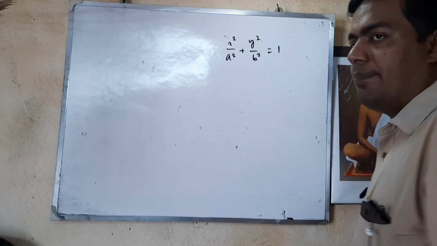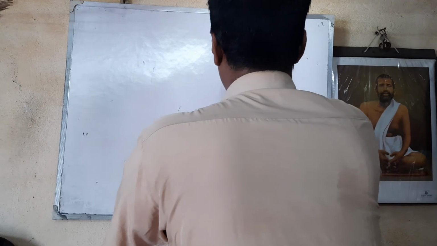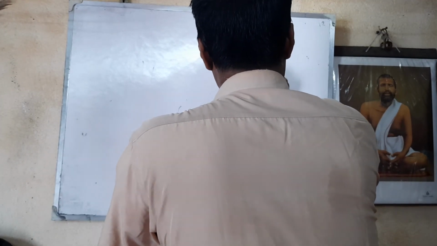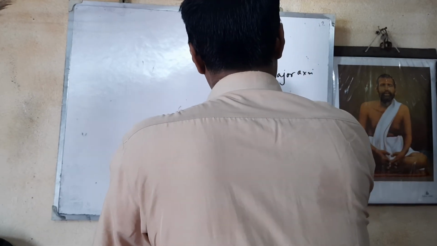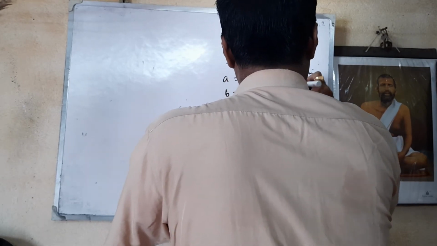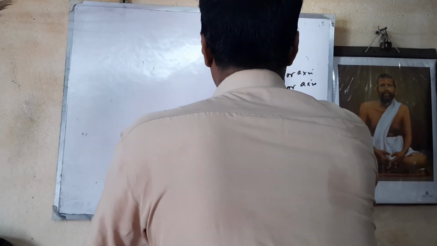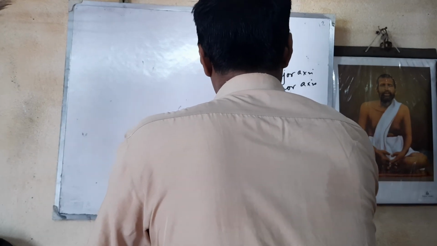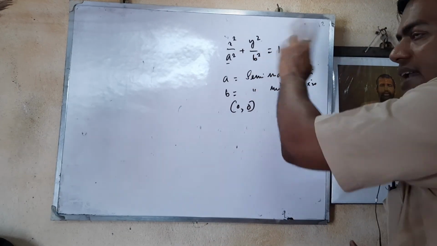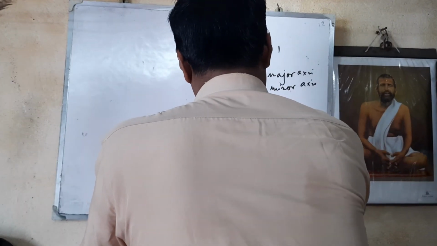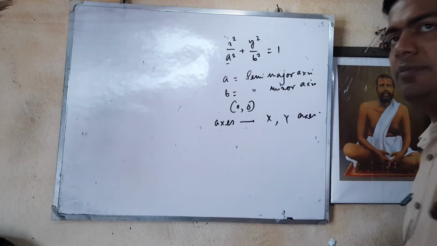Now x square by a square plus y square by b square equals 1 represents an ellipse. A is the length of the semi-major axis, and B is the length of the semi-minor axis. The center of the ellipse is at 0, 0, and its axes are the x-axis and y-axis respectively.